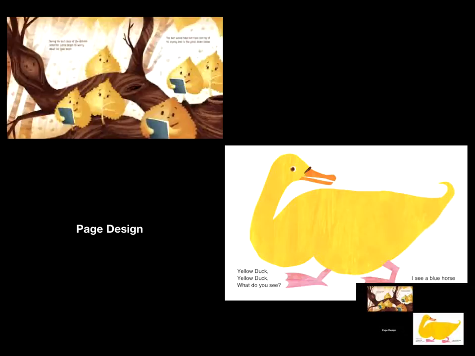The last approach is page design. In Brown Bear, this book has a whole page layout. On each page, the animal is very big right in the middle of the page, and the front half of the animal is on the left side and the back half of the animal is on the right side, or vice versa. So we see writing on each page, and we see the animal spread across the whole page itself.